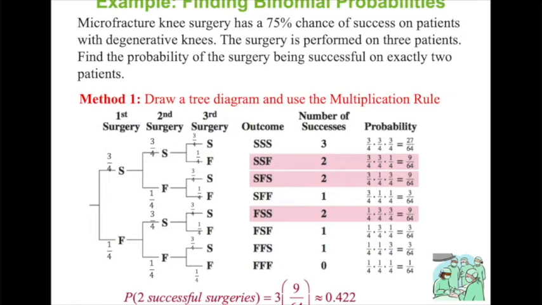So the probability of 2 successful surgeries is approximately equal to 0.422. Remember, the answer is usually in 3 significant figures. Okay, so this is method 1.